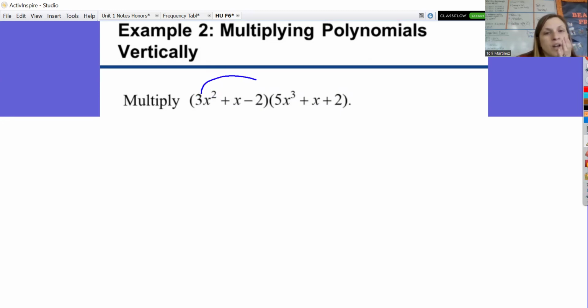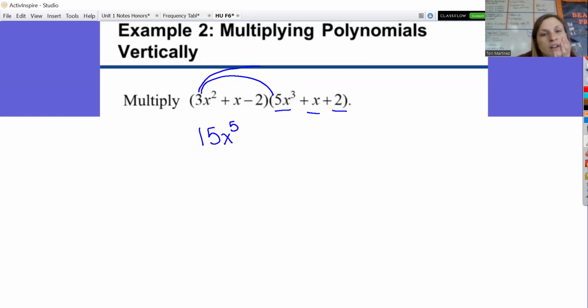I'm going to take 3x squared and multiply every single term in my second parenthesis. I have 3 terms, it's a trinomial, to multiply by 3x squared. So I'm going to take 3x squared times 5x cubed. 3 times 5 gives me 15. When we multiply, we add exponents. So x to the 5th.